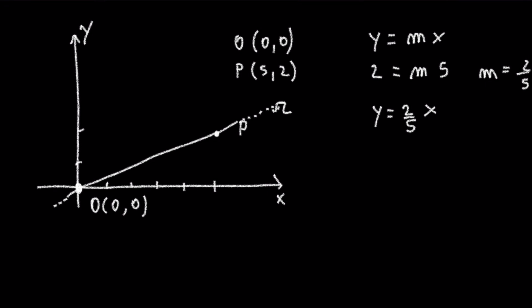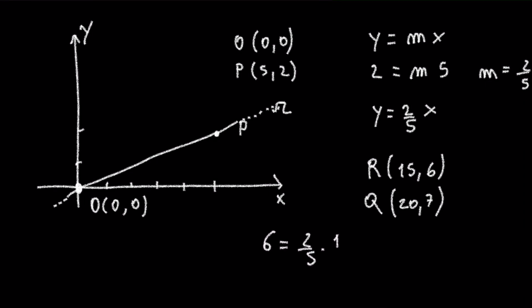The second part of the exercise is to verify if points R and Q belong to the line. R is (15, 6), and Q is (2, 7). So we proceed by substituting the coordinates into the equation. In the first case, we find 6 equals 6, which is true, and therefore R lies on the line.